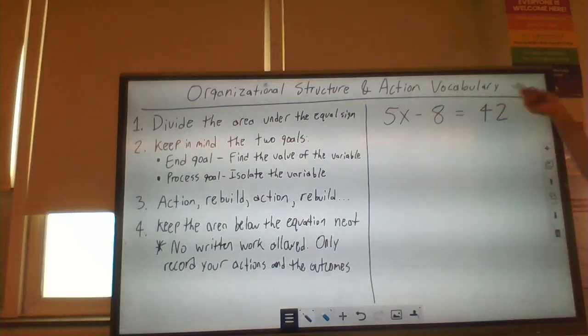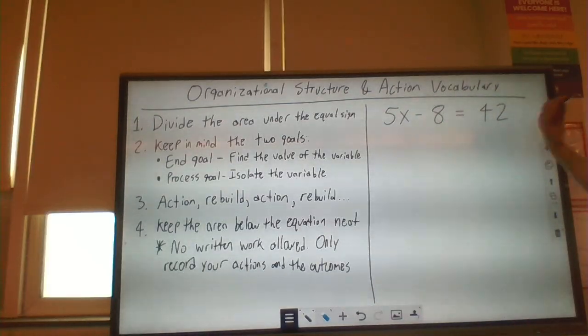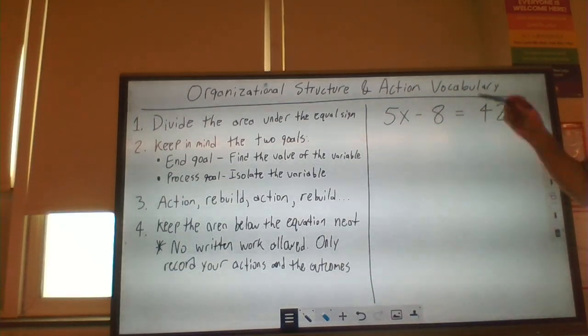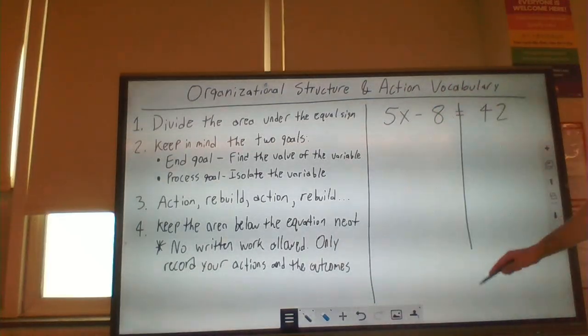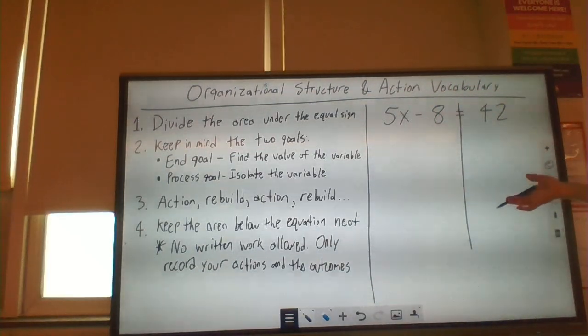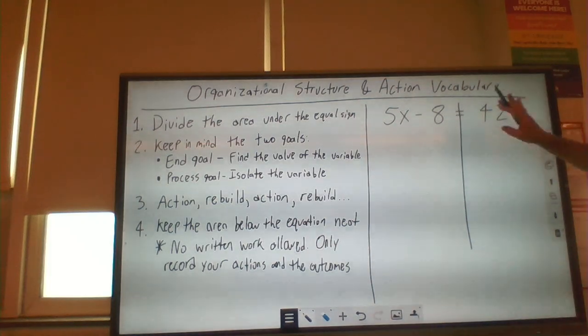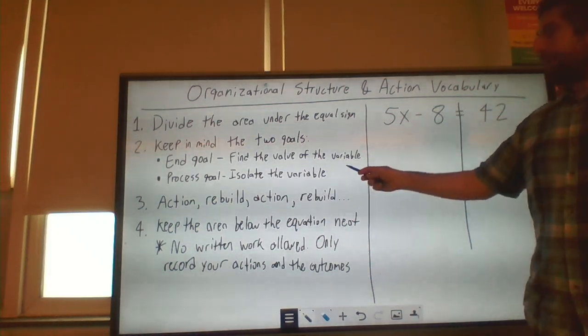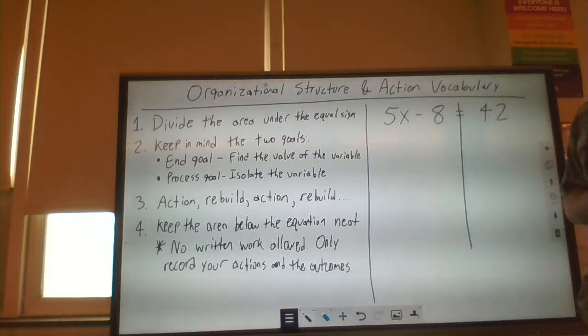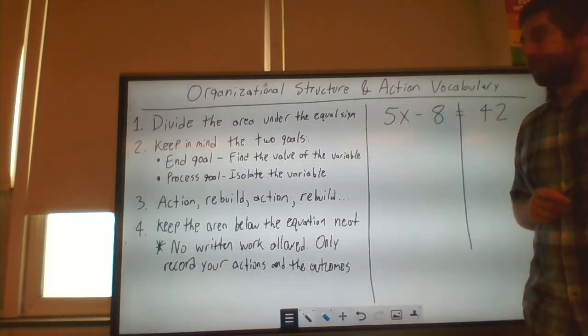All right, so as far as organizational structure and my action vocabulary, I usually have my students divide the area under the equal sign, just like so. Then we have a clear left side of the equation and right side of the equation. I teach them about the two goals and remind them of these two goals frequently.